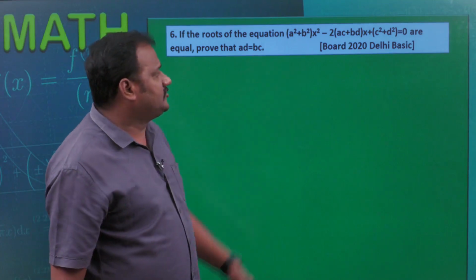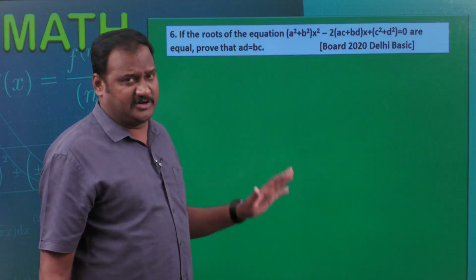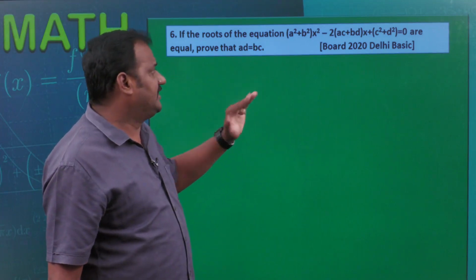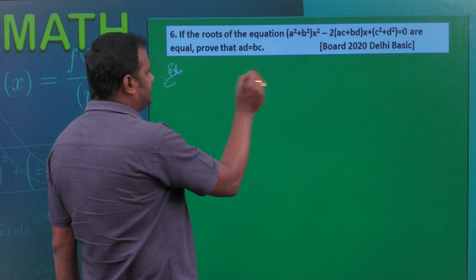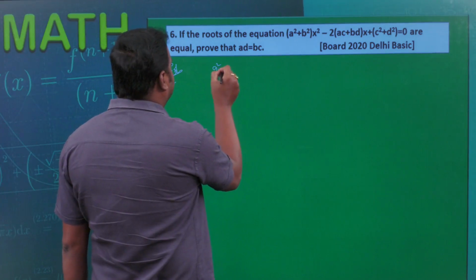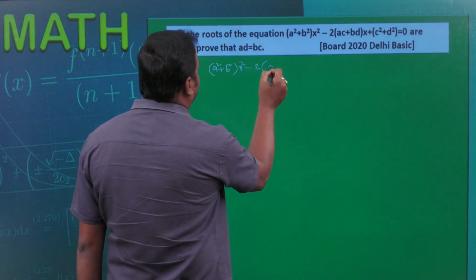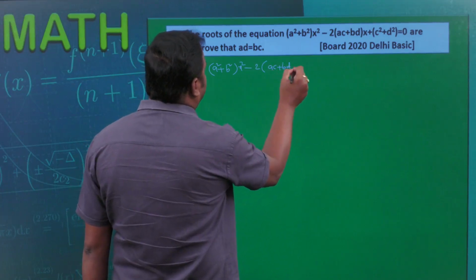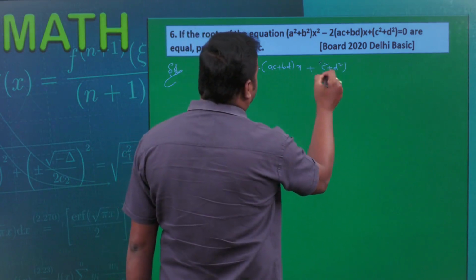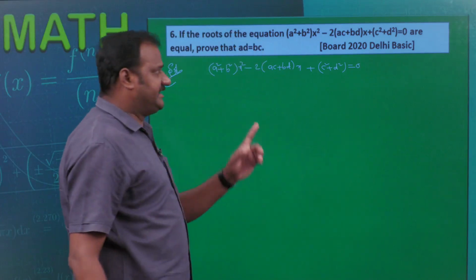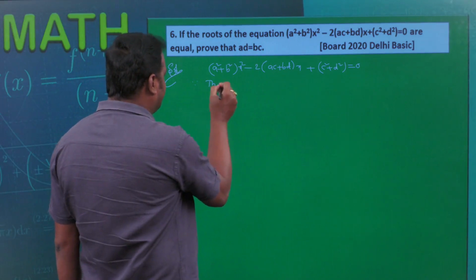See, this problem was given not only in 2020 but quite a few times before in board examinations. This one is also equally important as the other problems. So I will take the given equation, that is (a square plus b square) x square minus 2(ac plus bd) x plus (c square plus d square) equals 0. Again, it has equal roots. The roots are equal.